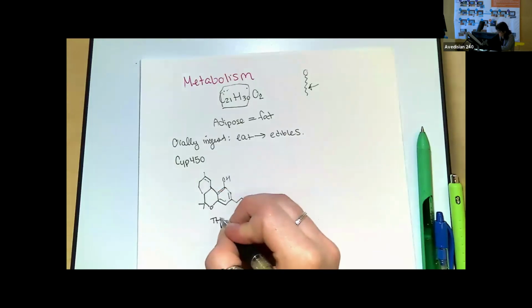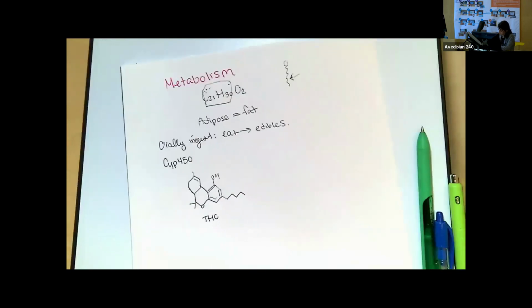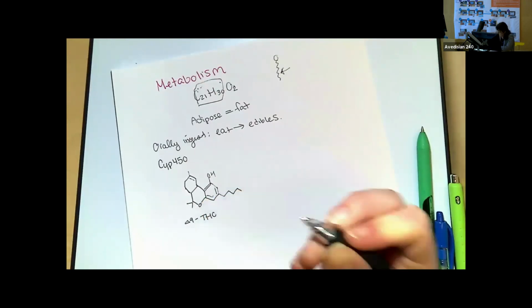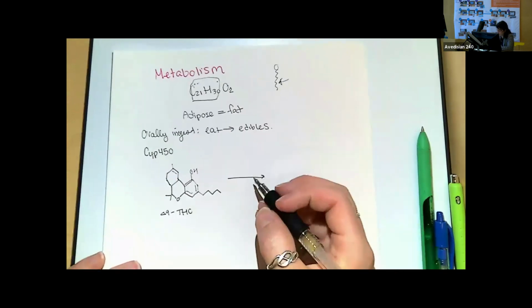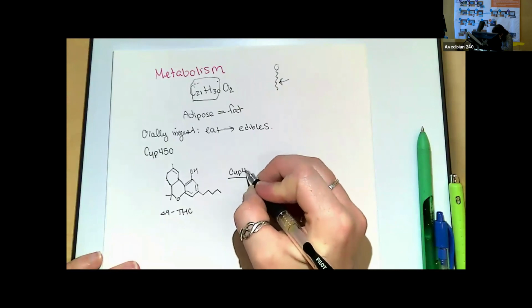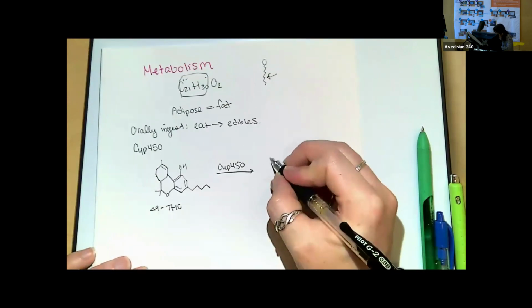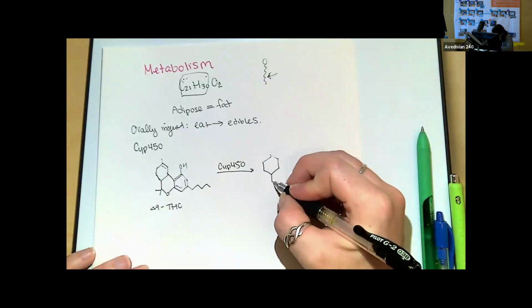So again, this is our THC, our main psychoactive compound, or delta-9 THC, as you'll see it referred to often. Again, it went through our digestive tract. It is now interacting with these cytochrome P450 enzymes. And what do these enzymes do? They don't make a lot of changes, but they make a really important change.